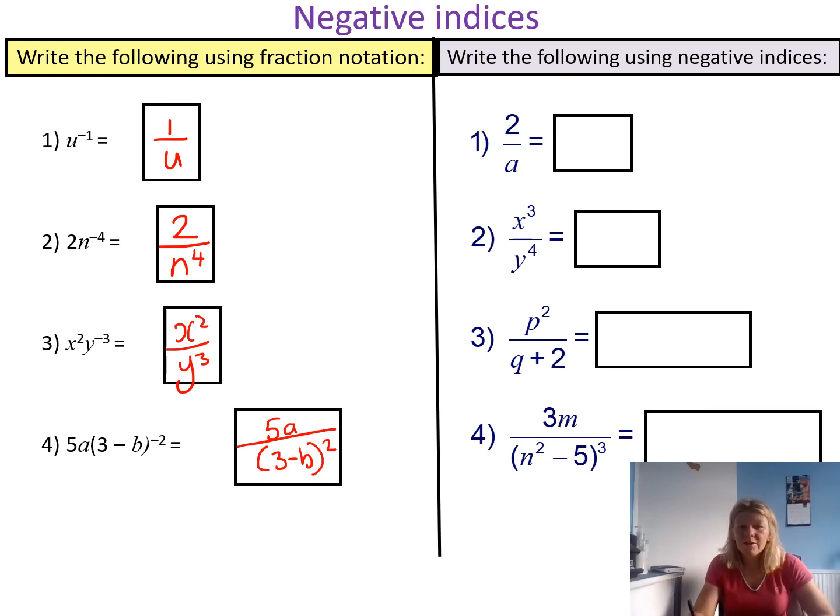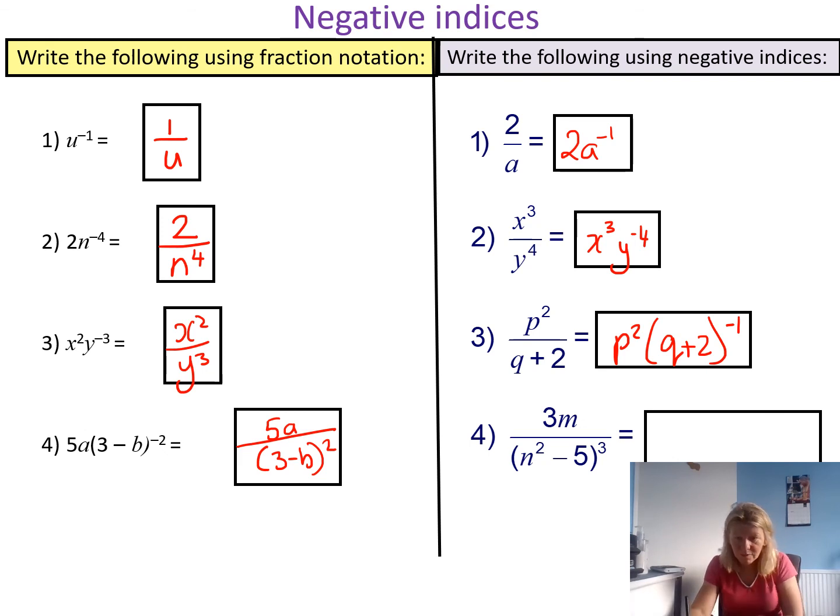Write these in negative, they're a fraction, so that one can be written as 2a to the minus 1. This one, x to the 3, y to the minus 4. This is p squared bracket q plus 2 to the power minus 1. And the last one, 3m bracket n squared minus 5 to the power minus 3. Hope you got those or understood them when I went through them.